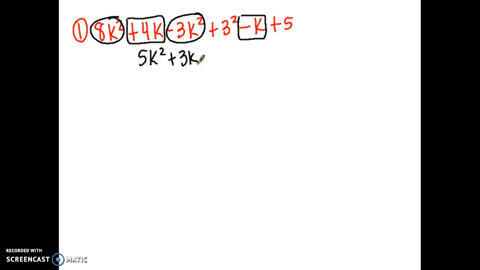Then I have 3 squared plus 5. 3 squared is 9, and 9 plus 5 is 14. So I started out with 1, 2, 3, 4, 5, 6 terms, and I ended with just 3 terms. I can't do anything else to that problem because all I have left are unlike terms.